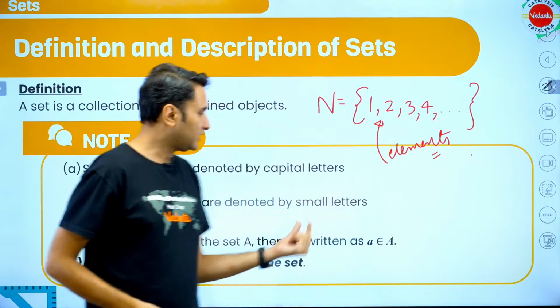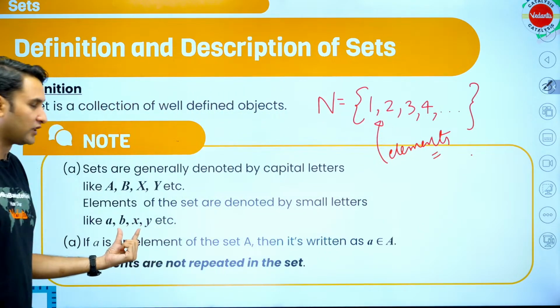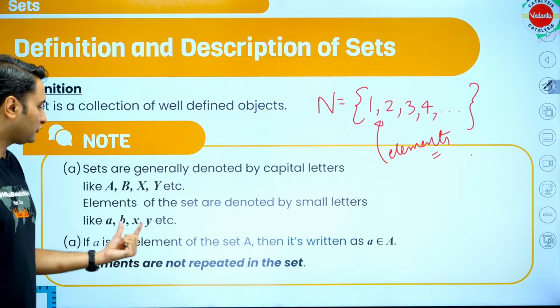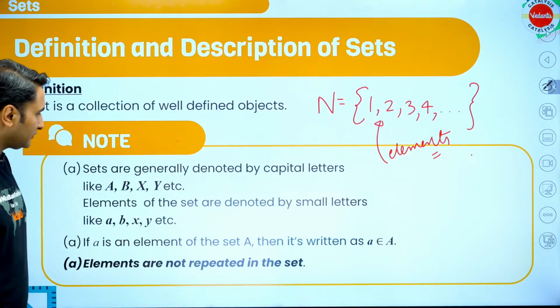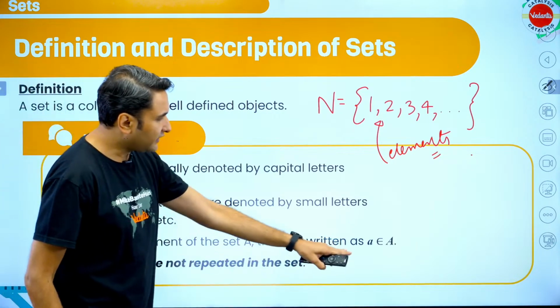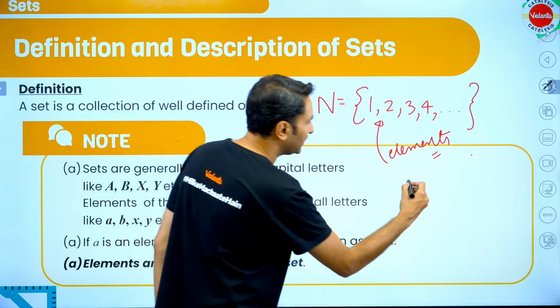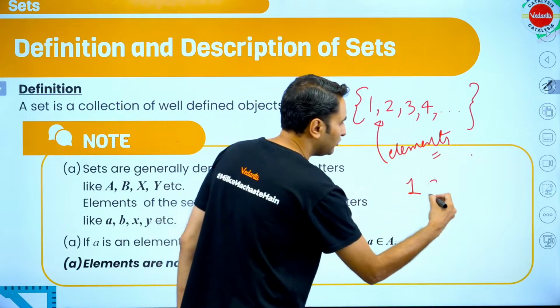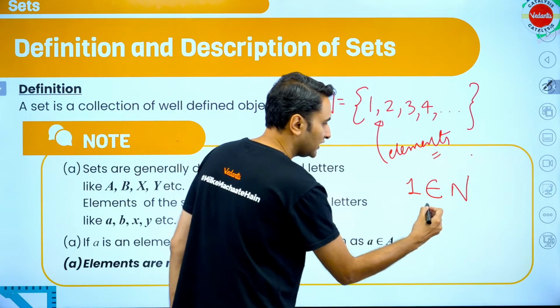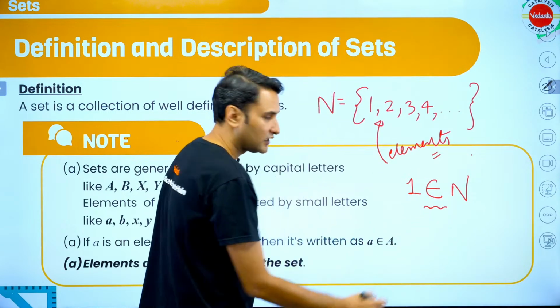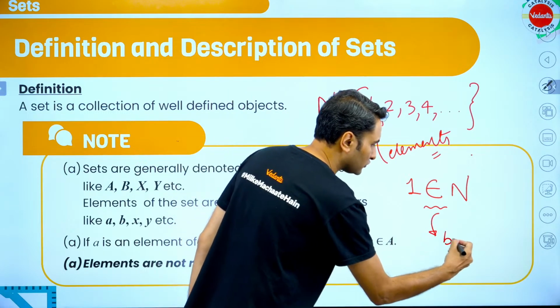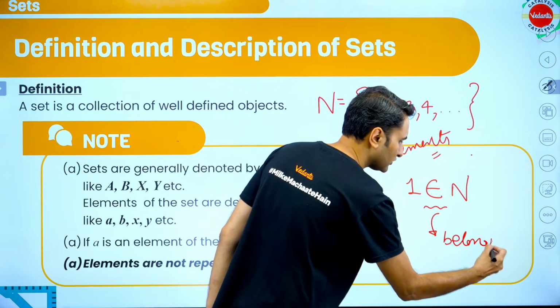Okay? An element in general is also represented by small letters, right? If we need to. Also remember that any element which is inside or which belongs to a set is represented as, for example, the element 1 belongs to the set of natural numbers. So whenever you see this symbol, we will read this as belongs to.